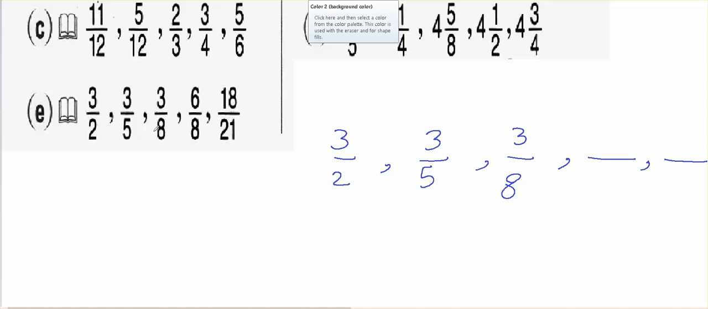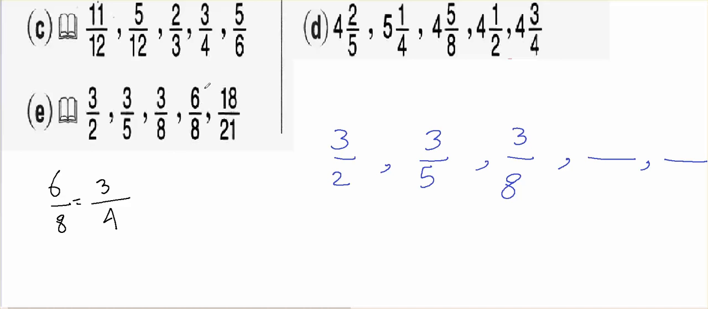3 over 2, 3 over 5, 3 over 8, but 6 over 8 is not in the simplest form. Now we can simplify 6 over 8. We divide by 2 up and down: 6 divided by 2 is 3, and 8 divided by 2 equals 4. Yes, we can write 6 over 8 as 3 over 4.